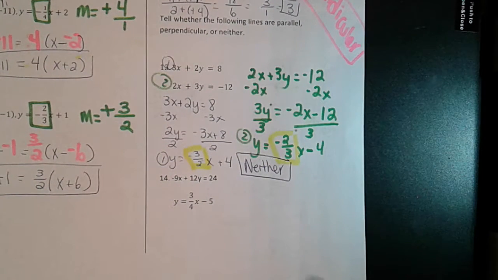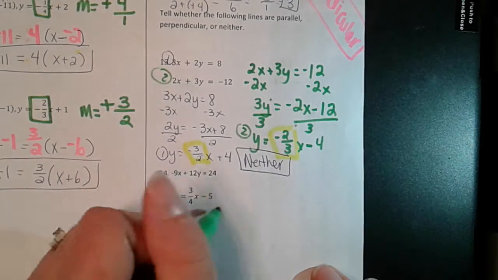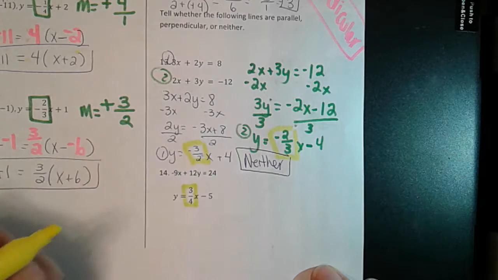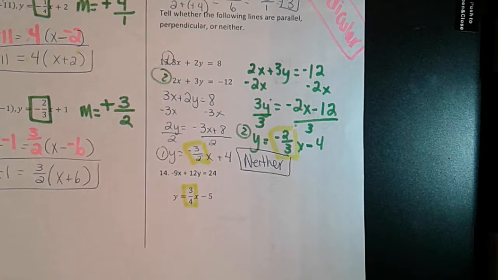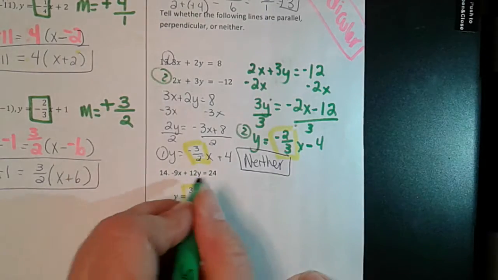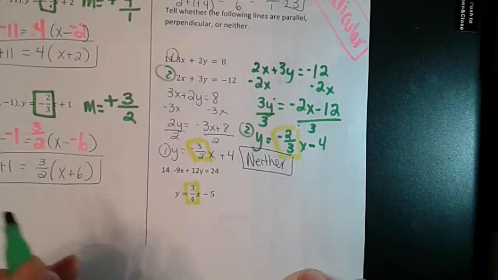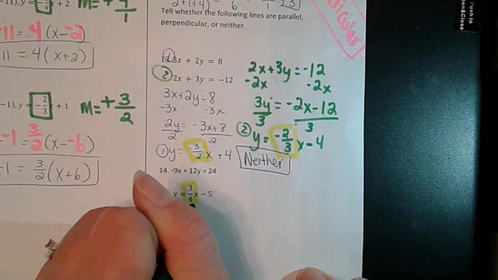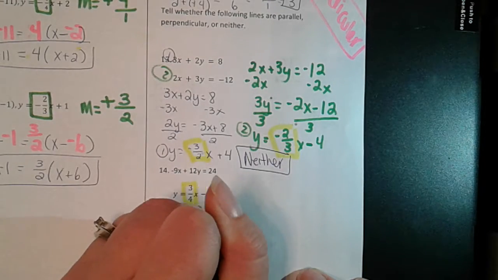All right, let's take a look at this one. This one's already in slope-intercept form, so we can just find the slope right away. That one's got a 3/4 slope. Now let's find the slope of the other one. Again, it's in standard form, so we just have to change it out of standard form. We have negative 9x plus 12y equals 24.